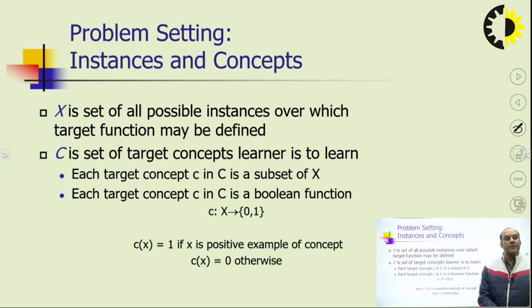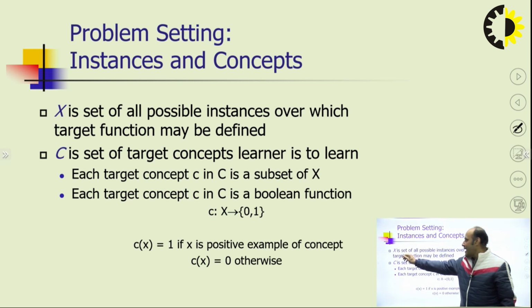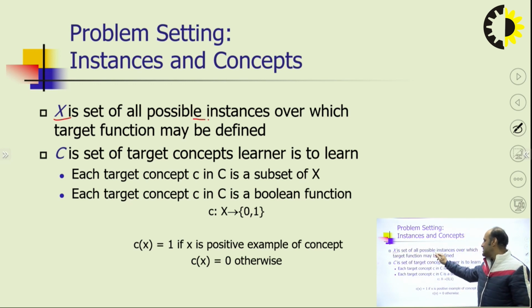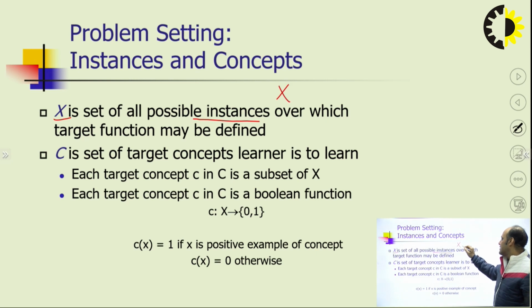First of all, we have to do the problem setting. What is the problem setting? That is, what are the circumstances that we are going to provide to a system? Under this problem setting, we have a lot of instances, a lot of examples. So let us consider X is the set of all possible instances, X1, X2, X3, up to Xn, over which the target function may be defined.